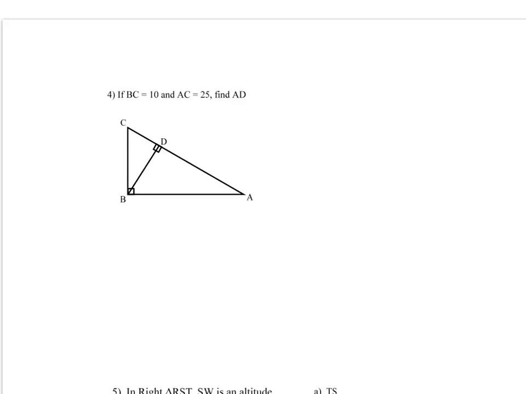So in this case, it says if BC is equal to 10, so I'm going to label that 10, AC, which is the entire hypotenuse, is 25, and now it wants me to find AD. Now this is rather unfortunate because when I write my hypotenuse, leg, projection proportion, I need to use this piece. Unfortunately, I'm not able to use that piece because I don't have it. So you have to go and get it.